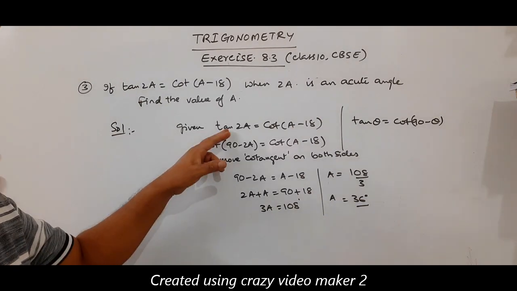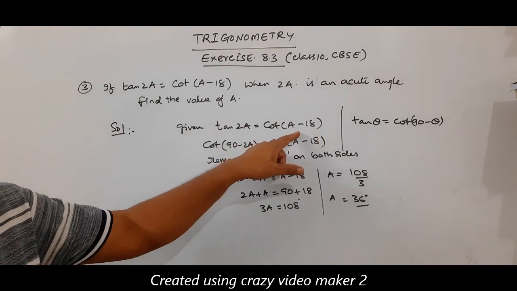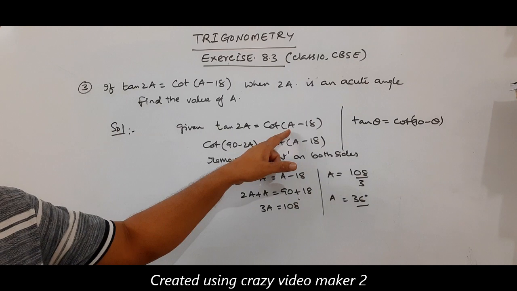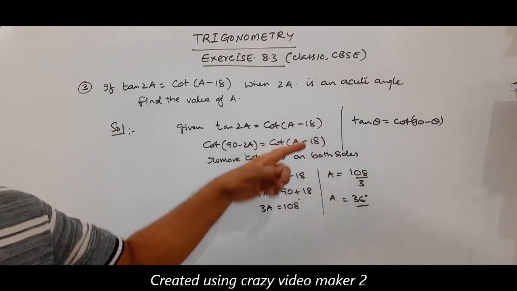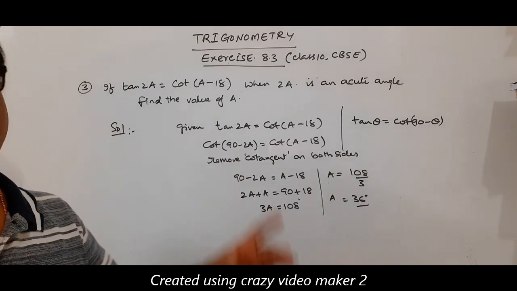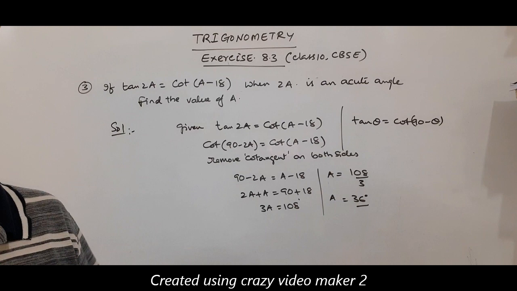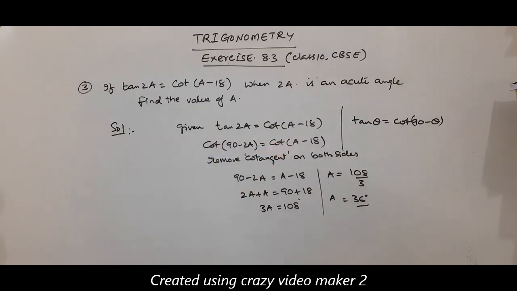So tan 2a equal to cot a minus 18. Here tan doesn't change because a minus 18 is there. Some people write 90 minus of this, so it is lengthy. So 90 minus of a minus 18, that is 90 minus a plus 18 will come. So 2a equal to a plus, like this it will also work.